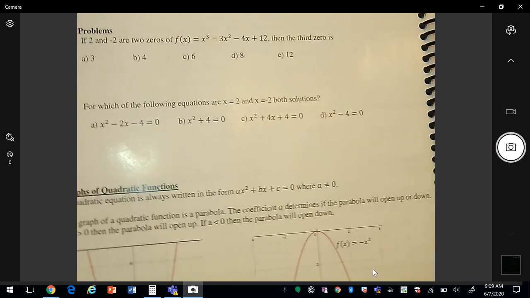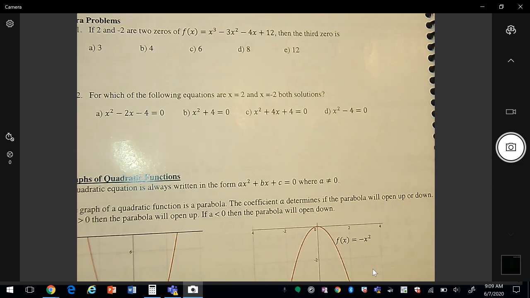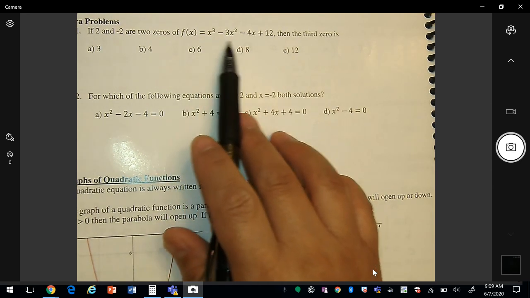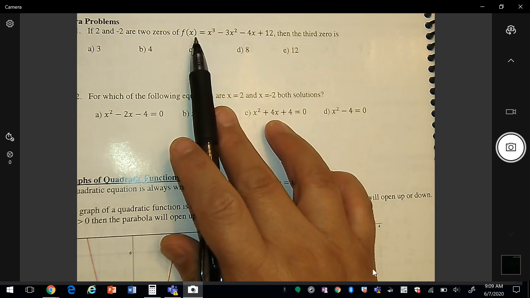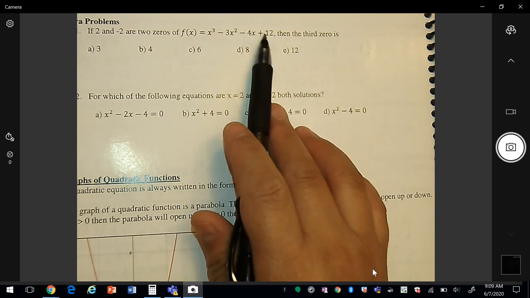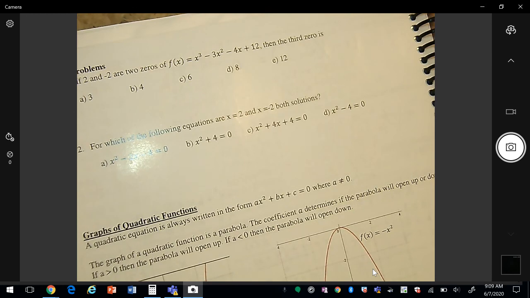So let's try some problems. If 2 and negative 2 are two zeros, then find the third one. So there's two ways to do this. Number one, we can factor using grouping since there's 4 terms, or we can use a second method, which I'll show you right now. I'm going to work it out both ways.